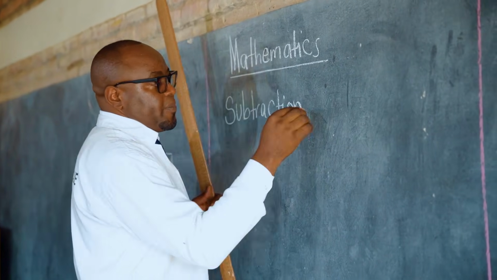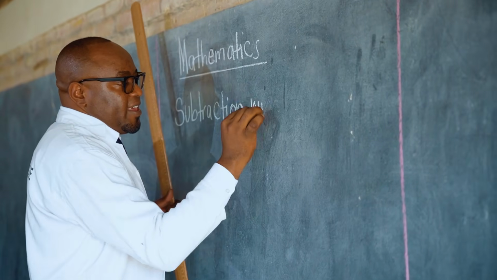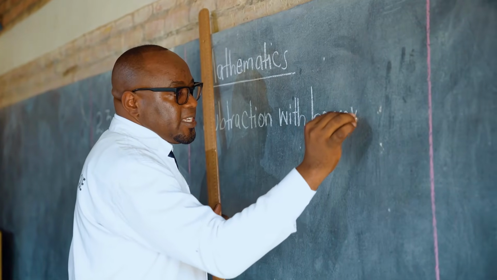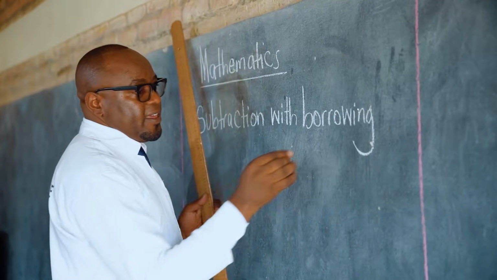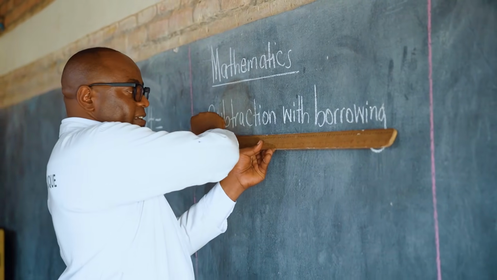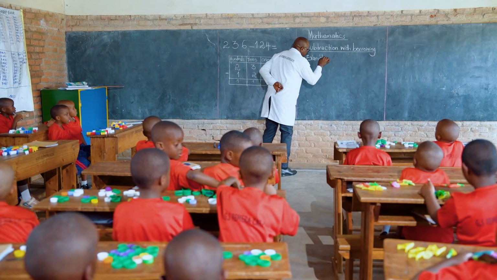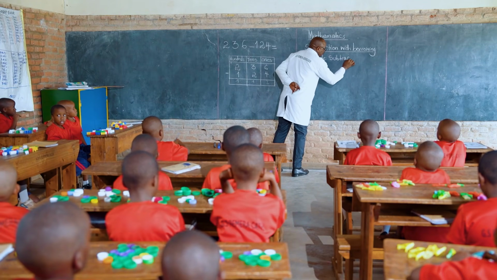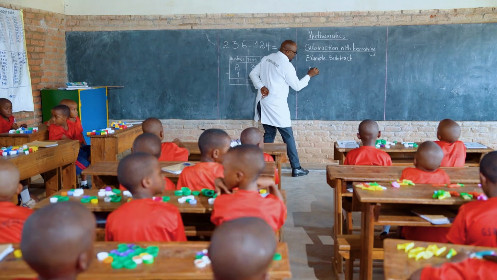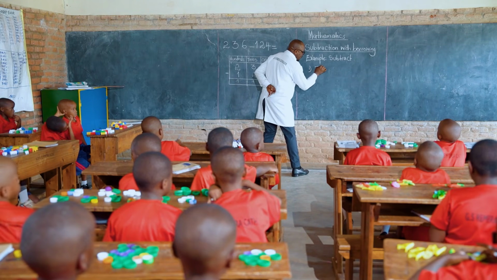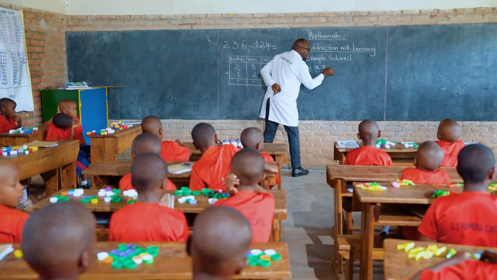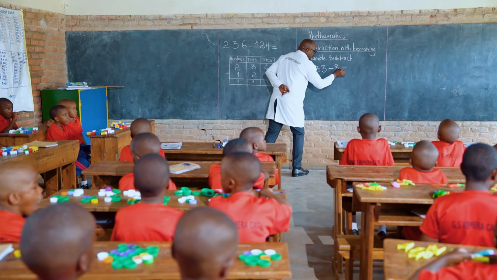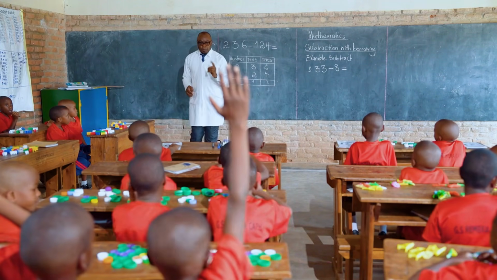Now, what we are going to learn today is something called subtraction with borrowing. Subtraction with borrowing. Subtract. Number 1. Christella had 33 minus 8, and Christella said that is not possible.